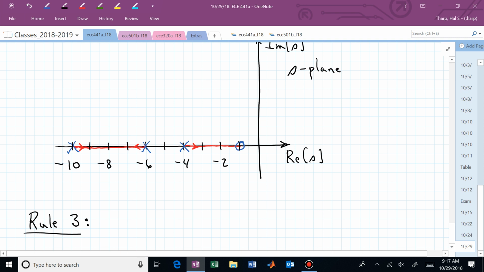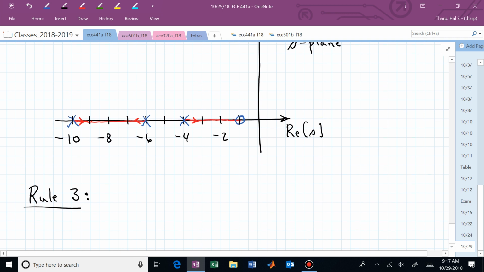We had 3 open loop poles. We have 3 branches. 2 branches are actually on the same line segment from -6 to -10, and they can't stay there forever. And what happens off the real line can be figured out by looking at the pole zero excess.